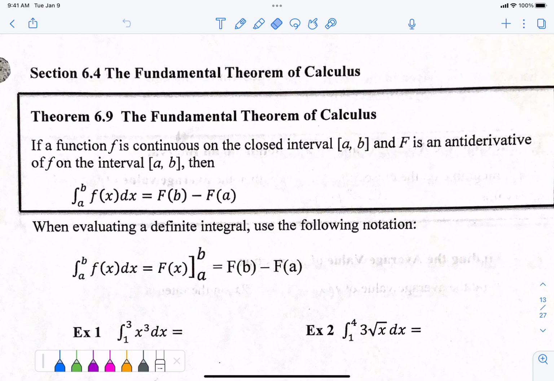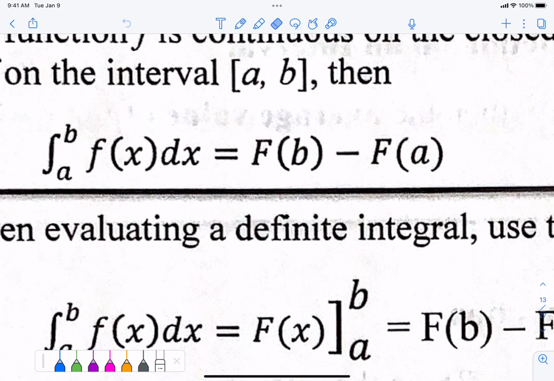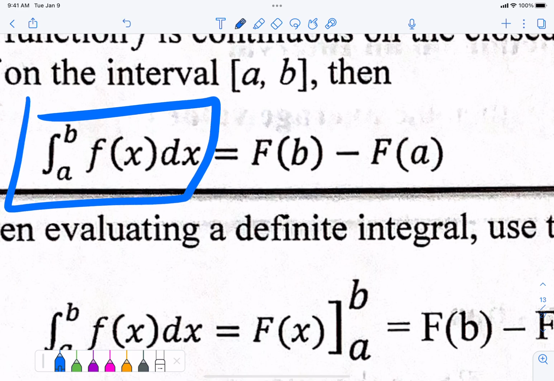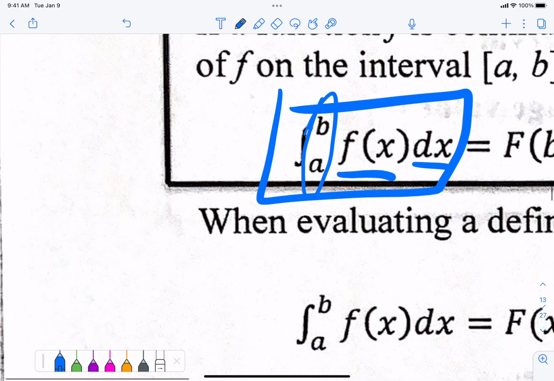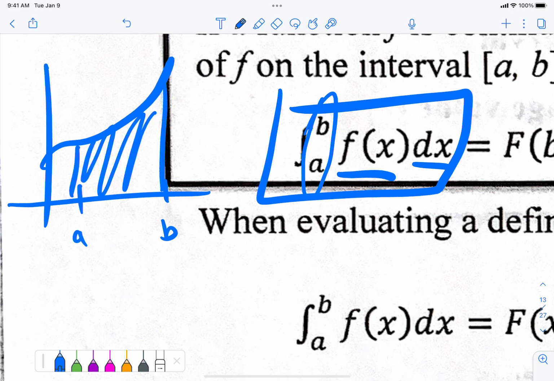Okay, fundamental theorem of calculus. You already know this. Here's what it says. Here is my integral. f of x is the equation that you have. dx is the variable you're taking the derivative to. And a and b tell you where you're finding the area from. Whatever your curve looks like, here's where a is, here's where b is, and you're finding this area from a to b.